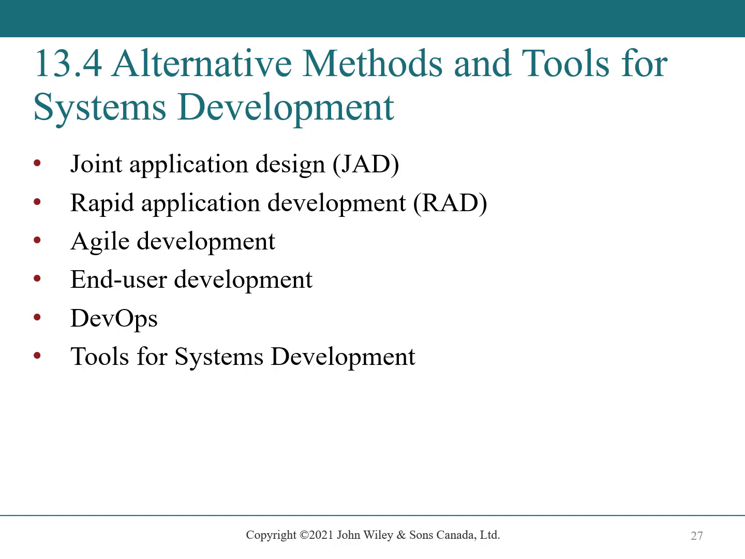Joint application design is a group-based tool for collecting user requirements and creating system designs. It's often used within the systems analysis and systems design stages of the SDLC. Rapid application development is a systems development method that can combine JAD, prototyping, and integrated computer-assisted software engineering, ICASE, tools to rapidly produce a high-quality system.